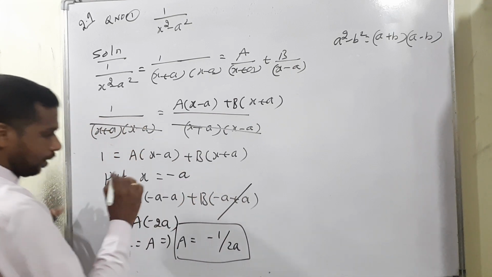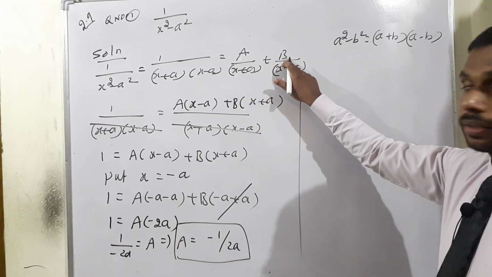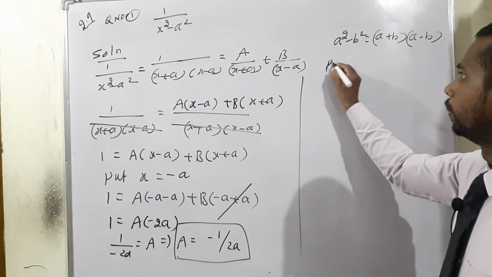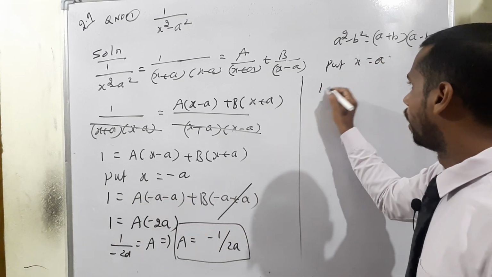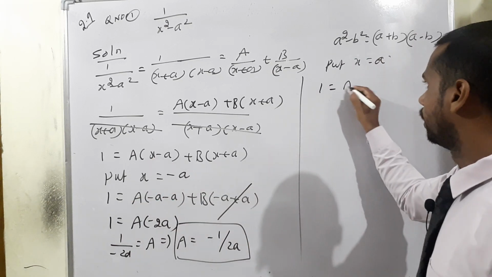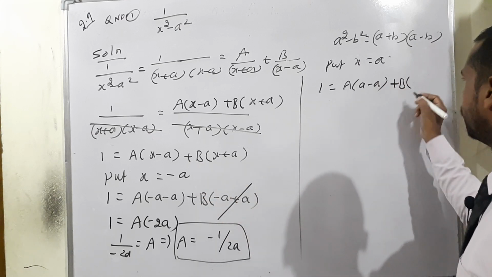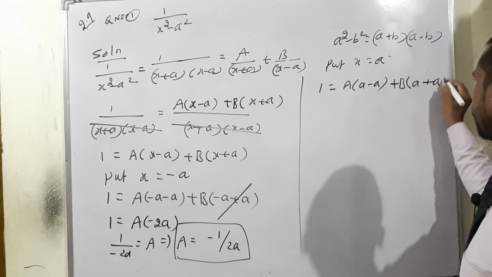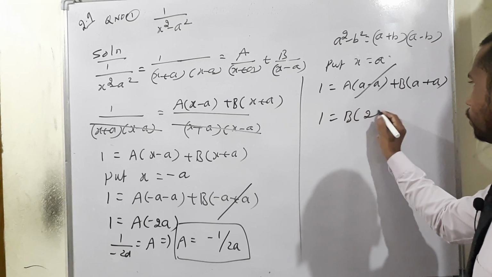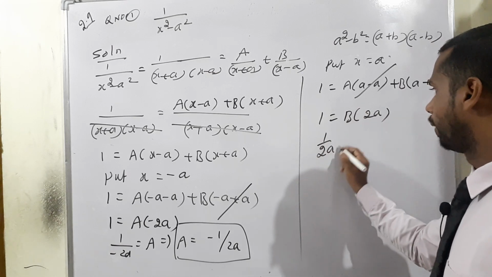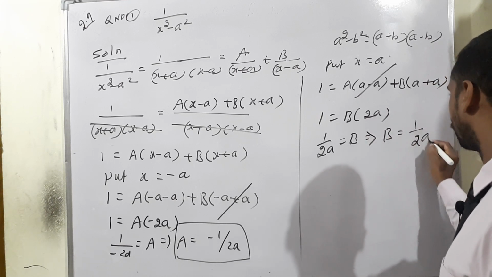Next one, apply positive a instead, and we will get the value of B. So put x is equal to positive a. What will happen? 1 is equal to A into a minus a plus B into a plus a. This will be cancelled. So 1 is equal to B into 2a. Therefore 1 by 2a is equal to B, means B is equal to 1 by 2a.